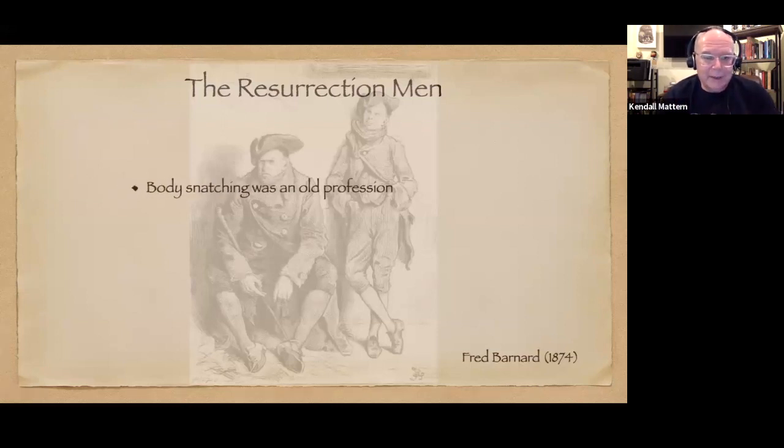It's old. Body snatching was an old profession. It dates back, actually predates the Renaissance, but we know for a fact that during the Renaissance, Da Vinci, Michelangelo, and others dissected cadavers, and that's how they learned about the body, how it worked, and how to portray it. If you look at enough of their artwork, you can just see how accurate they really were. The only way they could do that is by studying human anatomy.